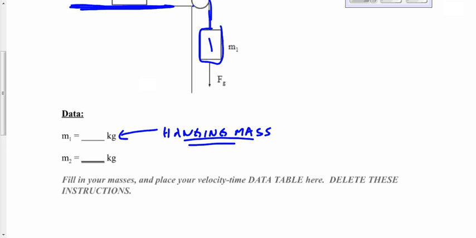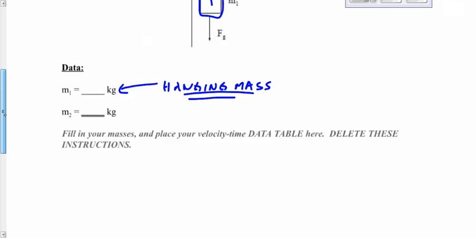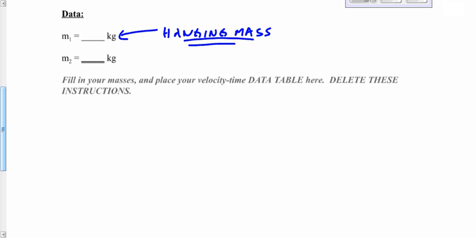And the mass of the smart cart, the dynamics cart, is printed right on it. So you don't even need to measure that. It's going to be printed in grams, however. You're going to want to convert that to kilograms. You're just going to do that by dividing by 1,000, right? If it's 294 grams, it's 0.294 kilograms. Make sure you record it in kilograms. Make sense? Now, the next thing that you're going to have is your data table of velocity versus time.